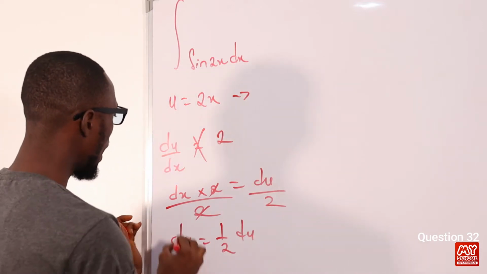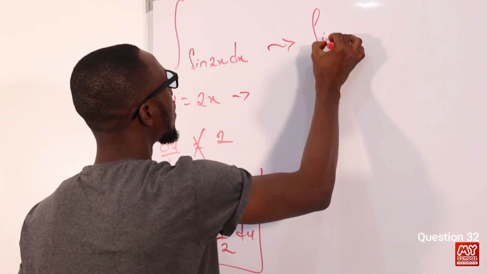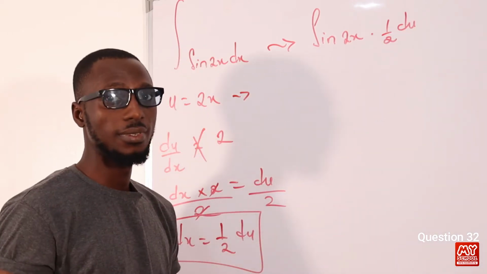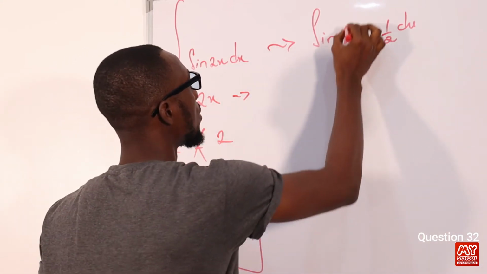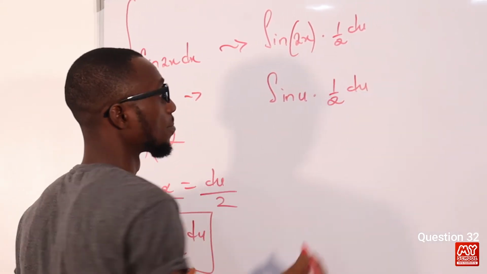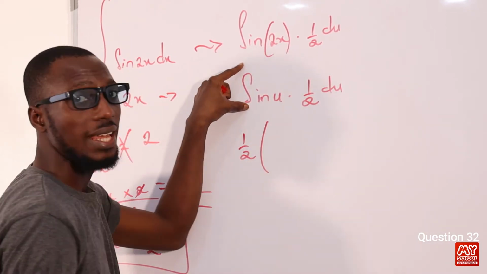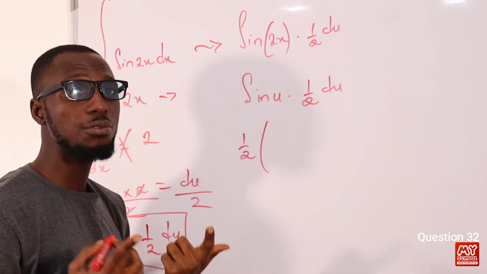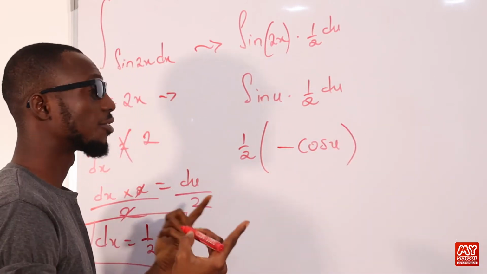So we can now see that our dx has a value of half du. I can say this as sine 2x times half du. Remember that 2x is represented by u, so this implies sine u times half du. So I would have half into brackets. When we integrate sine x, we get minus cos x. Definitely when we integrate sine u, we get minus cos u. This is the chain rule that we are using here.